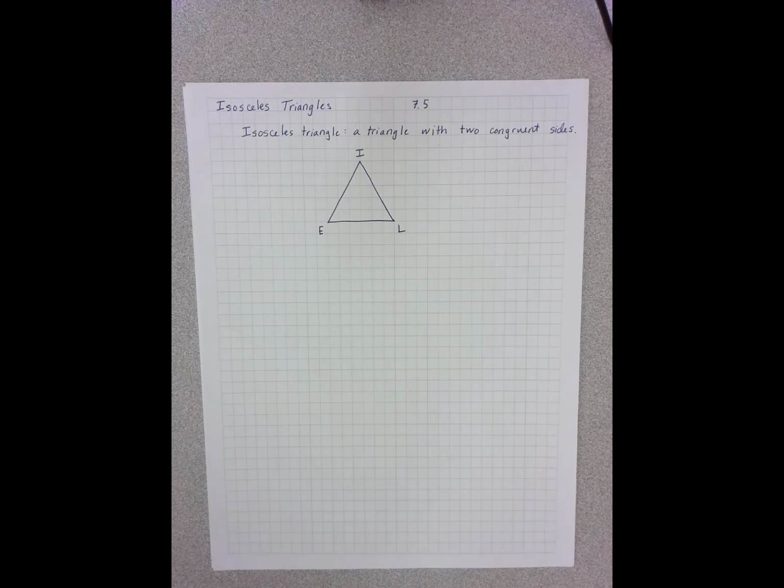These are the notes for 7.5. In 7.5, you discussed isosceles triangles. So first we need to define them. An isosceles triangle is a triangle with two congruent sides.